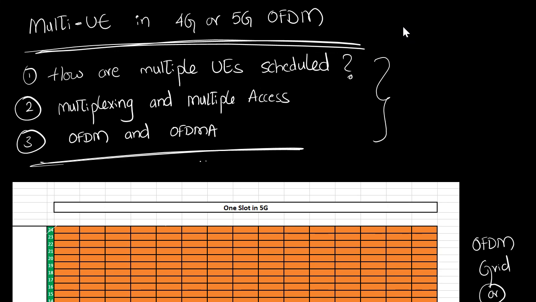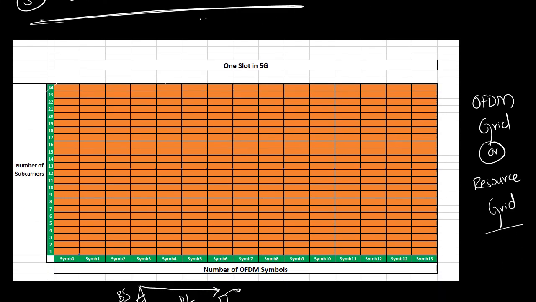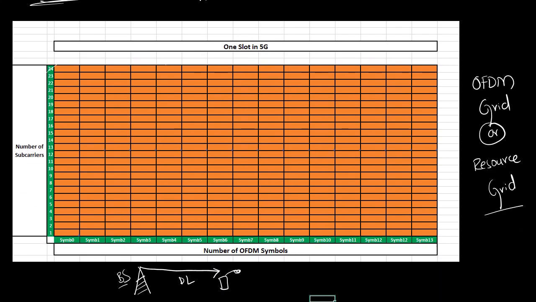This is the new series related to multi-UV in 4G or 5G OFDM system. In this series, I will talk about various multi-UV concepts. Please stay tuned. In this particular video, I will be talking about the concepts related to how multi-UVs are scheduled, the concept of multiplexing and multiple access, and the difference between them, and also the difference between OFDM and OFDMA. To understand how multiple UVs are scheduled, we need to first get the concept of OFDM grid.